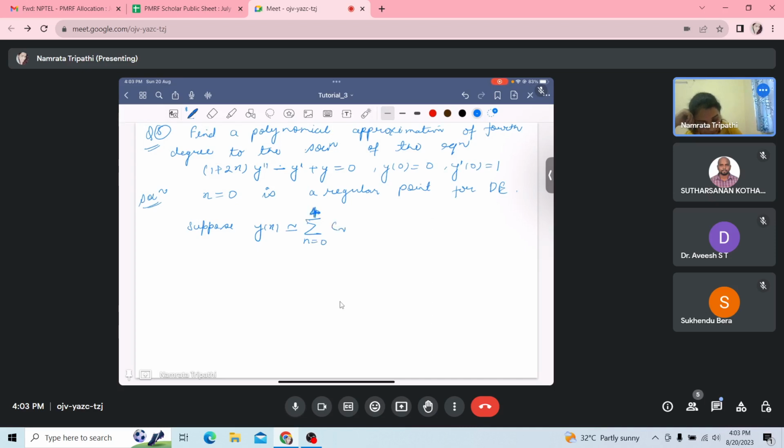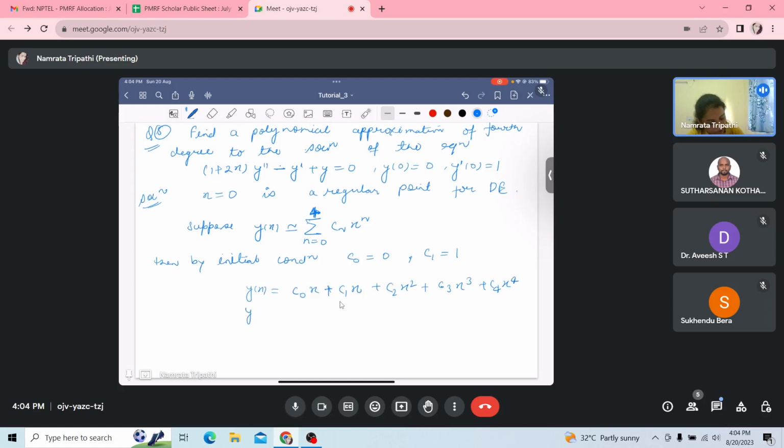So here can we take 4, according to the question? Then by the initial condition, we get C0 equals 0 and C1 equals 1. Now we can substitute y derivative and y double derivative. So this is y: C0 plus C1x plus C2x squared plus C3x cube plus C4x to the power 4.